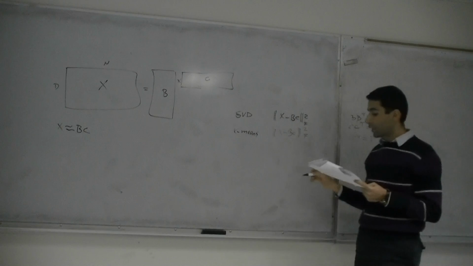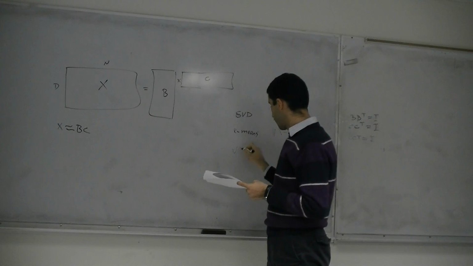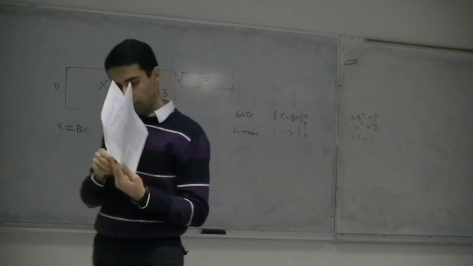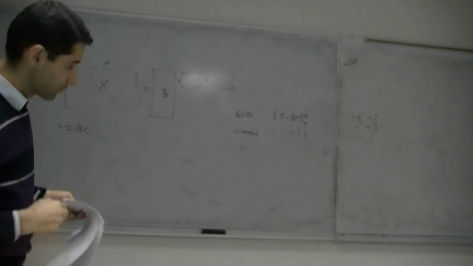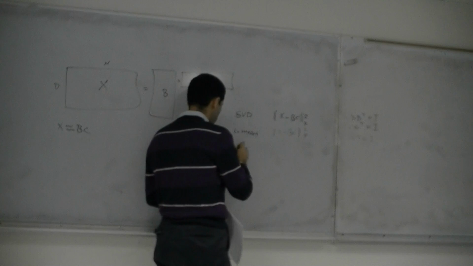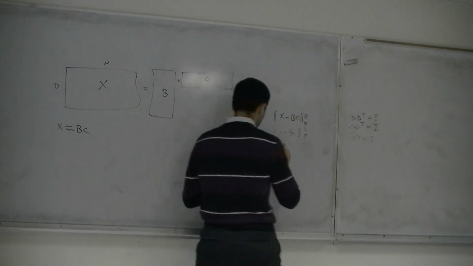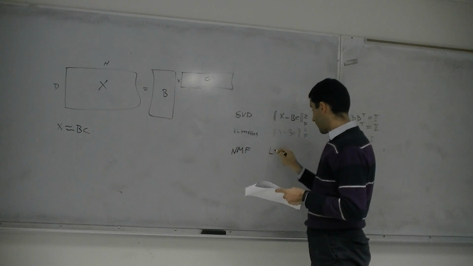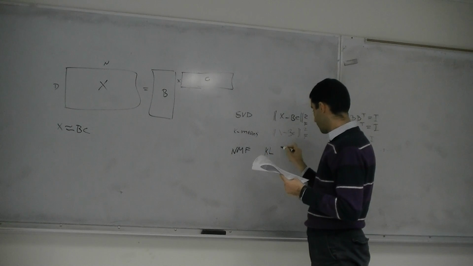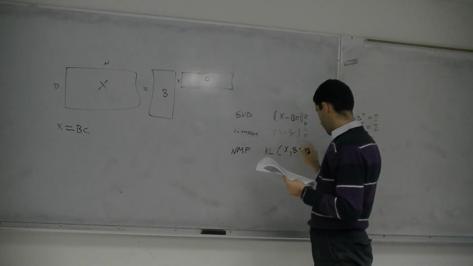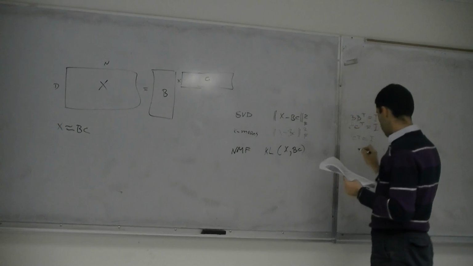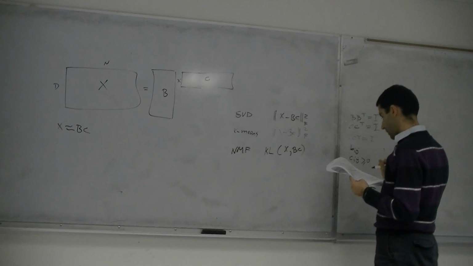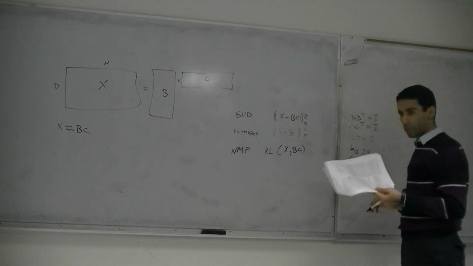And for the NMF, we have the KL function between X and BC, and the B_ij and C_ij must be positive, not negative.